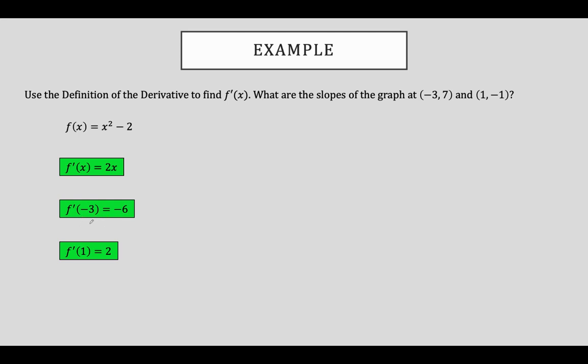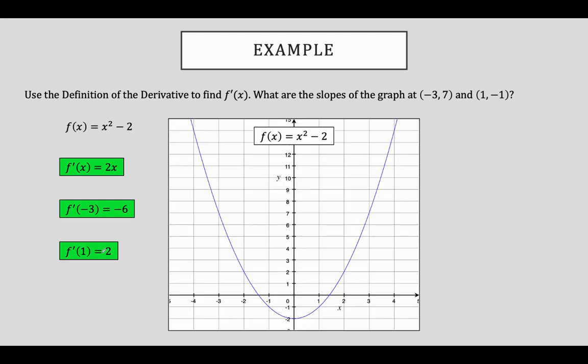This was the derivative evaluated at the point negative 3, 7. We plugged in negative 3 for x. And this was the derivative evaluated at the point 1 comma negative 1. Here's what our parabola looks like, x squared minus 2. The first point that we were looking at was the point negative 3 comma 7. And look at the slope of the graph, the slope of the tangent line. Well, the slope of the tangent line at this point is negative 6.